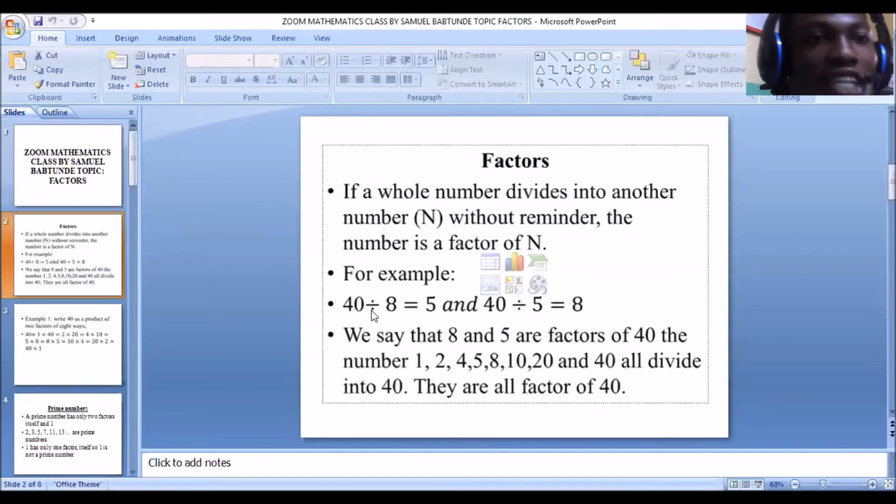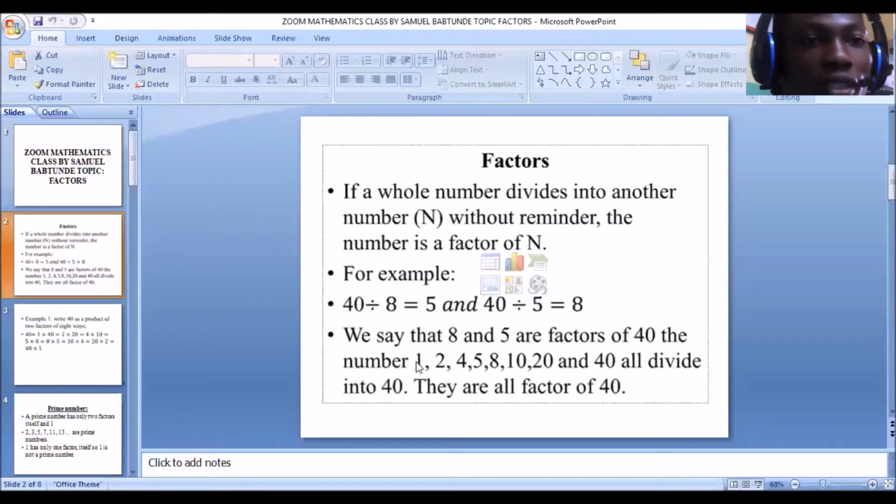So therefore, if 8, a whole number, divides into another number n, which is 40, without any remainder, definitely when 8 goes into 40, it will go 5 times without any remainder. Therefore, 8 is a factor of 40. And 5, which is a whole number, can divide into 40 without any remainder, it means that 5 is a factor of 40. I believe that is clear. We say that 8 and 5 are factors of 40 because they can divide into 40 without any remainder.